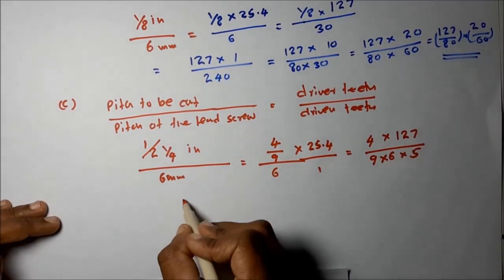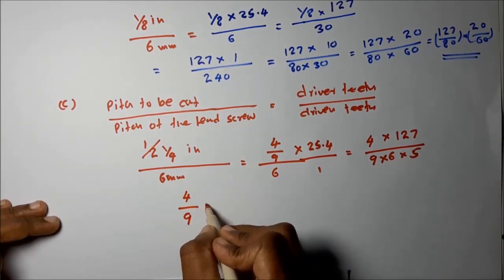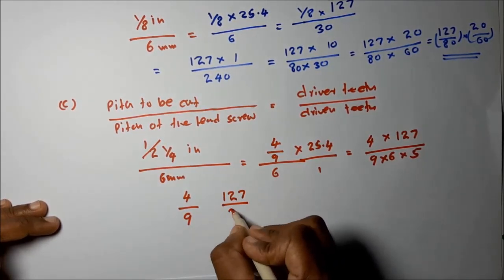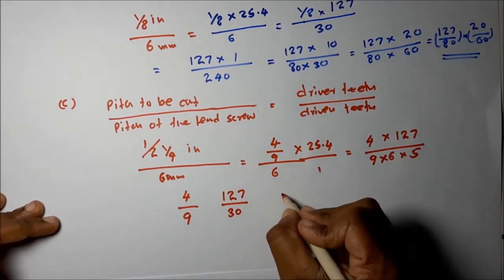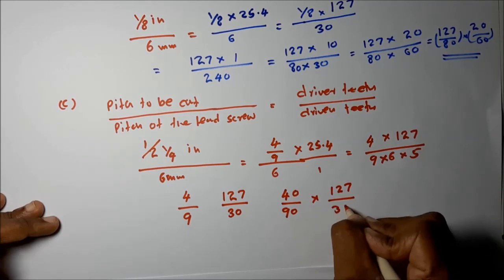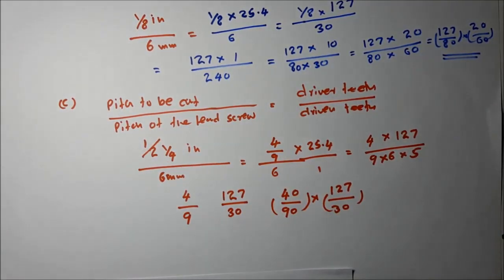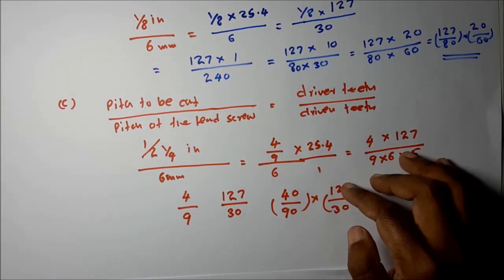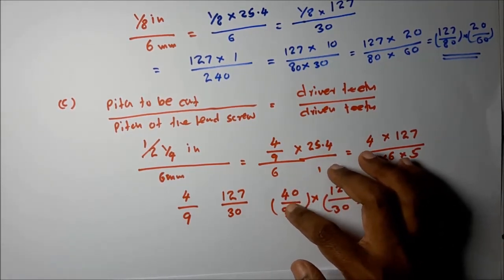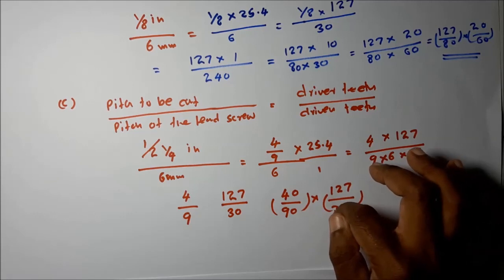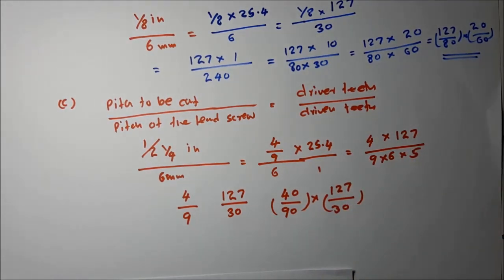Okay. Then 4 divided by 9, 127 divided by 30. Okay. Then 40 divided by 90 into 127 divided by 30. This is one of the possible gear trains we can use to cut this pitch.